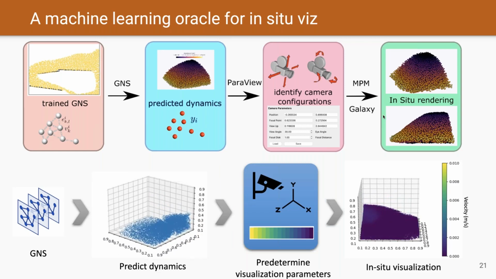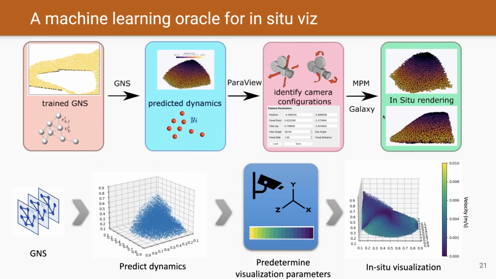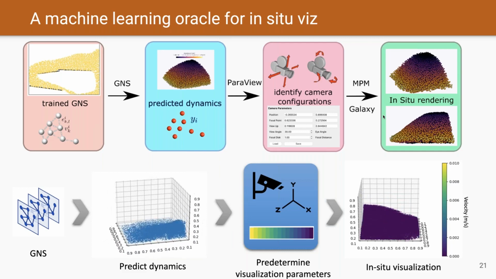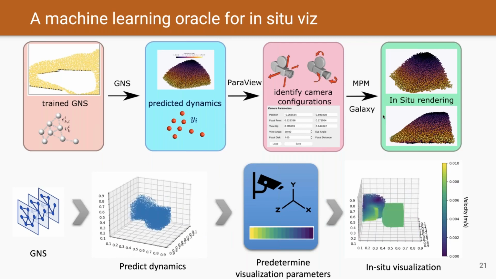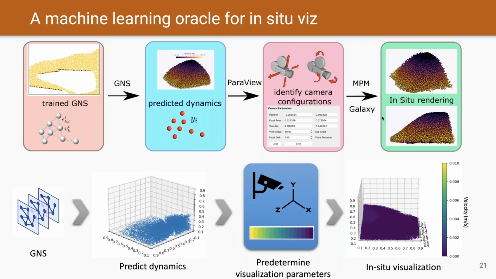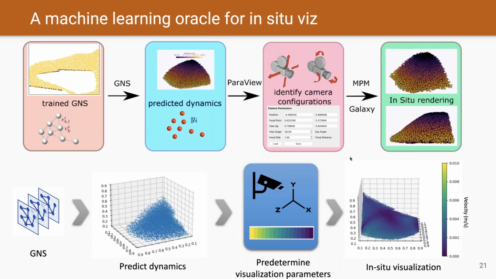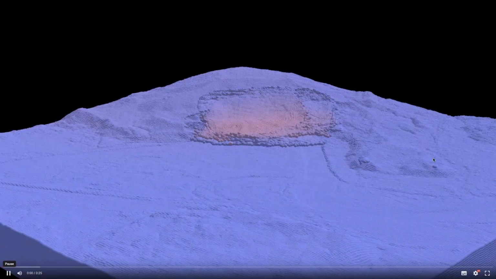We know where to change our camera angles while the simulation is running, because initially we are interested in the headscarp, and maybe as the runout progresses, we change our camera angles to be able to capture all the dynamics that are interesting for us. And once we have done this, we are able to get our in-situ visualization going.